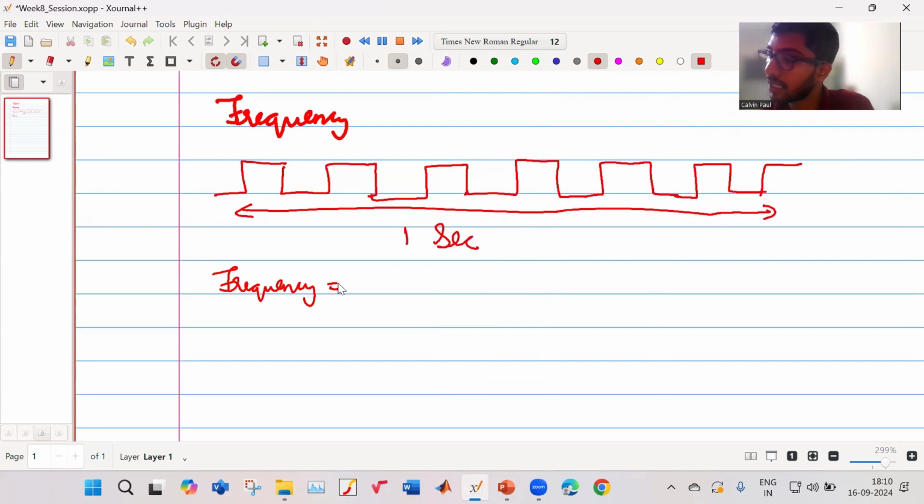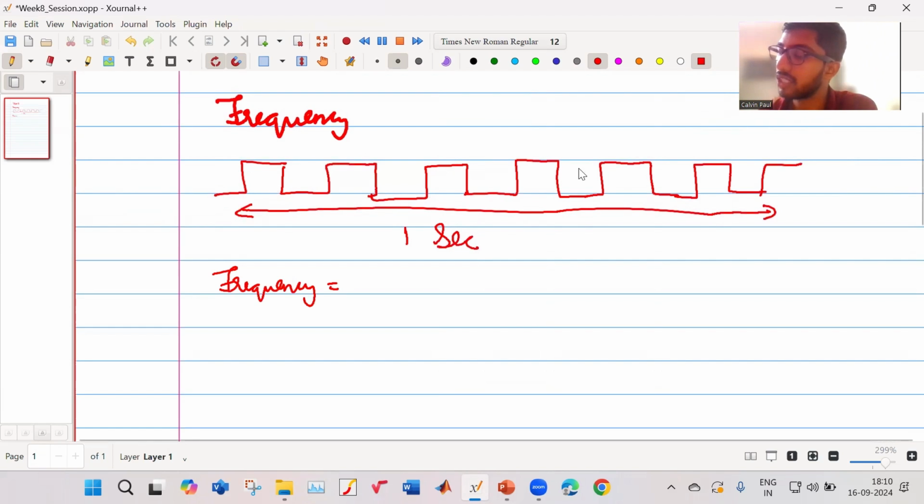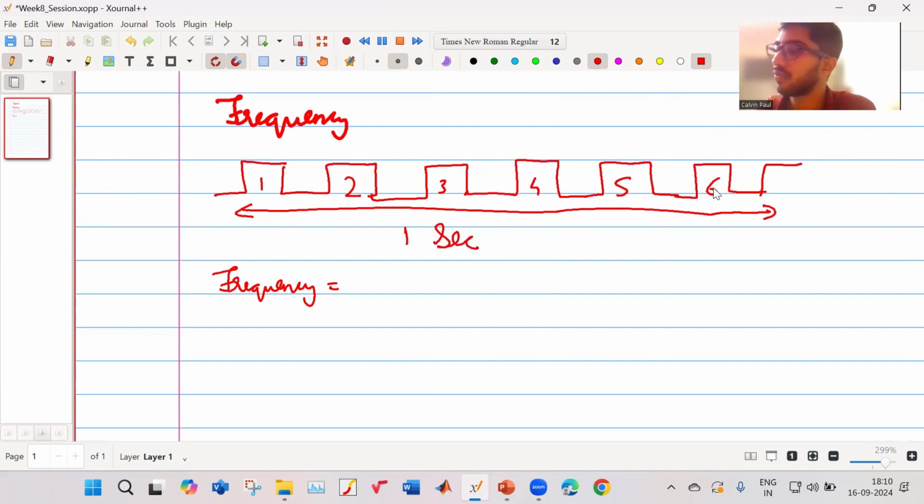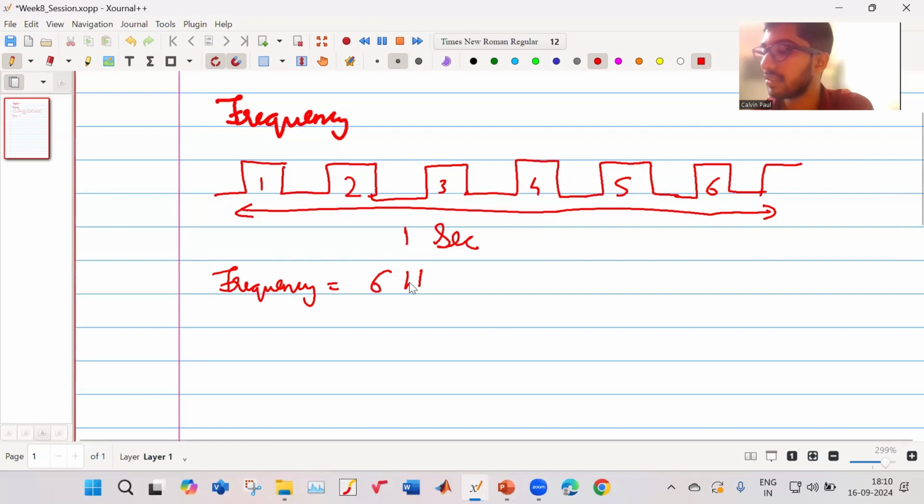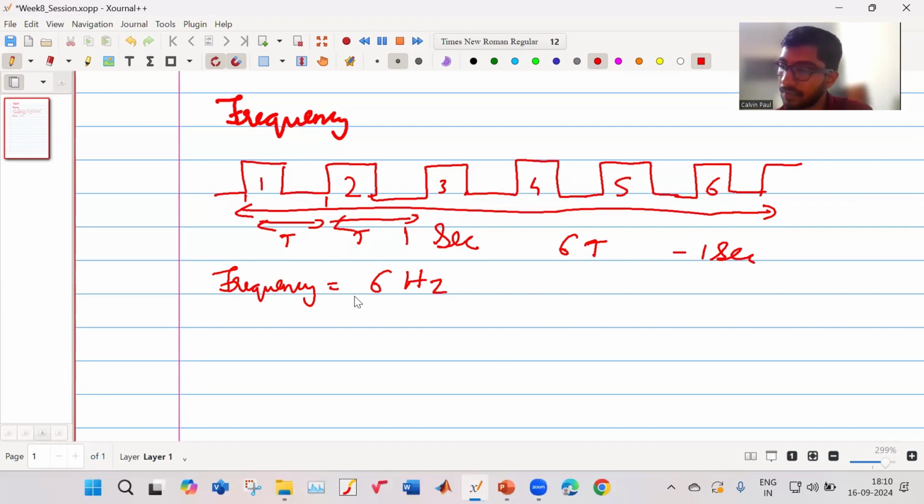The frequency of the signal is given by the number of times it is repeated, right? So this is 1, 2, 3, 4, 5, 6. So the frequency of the signal is 6 hertz, right? This is one time period, T. This is another T. So it is repeated 6 times in 1 second. That is why the frequency of the signal is 6 hertz. Any doubt in this part?